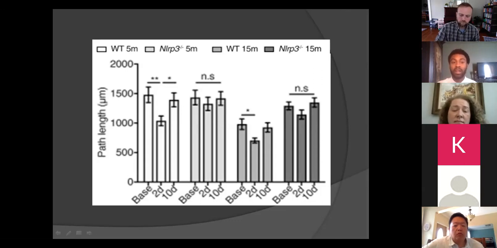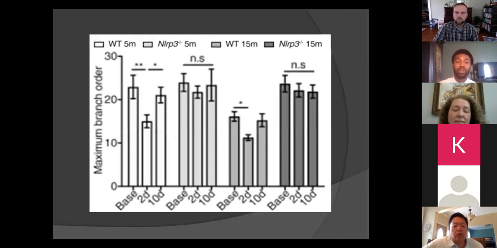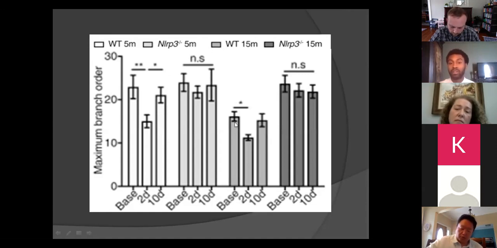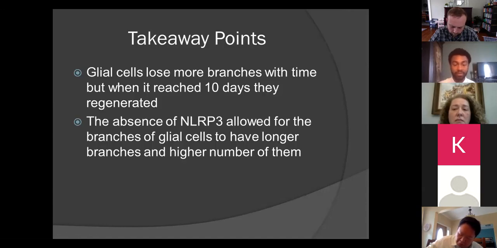And in the maximum branch order, you see pretty much the same trend once again, from the wild type 5 months, NLRP3 5 months, the wild type 15 months, the same thing that was going on in the path length and the branch number, and then again in NLRP3 at 15 months.